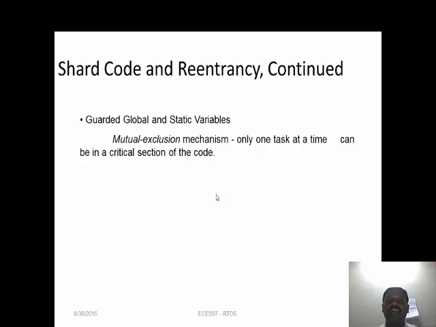Okay. Global and static variables have to be guarded. Mutual exclusion mechanism: only one task at a time can be in the critical section of the code. This is one essential feature of any kind of operating system. What is referred to as mutual exclusion is that a task can give up its execution time, but there can be only one such task at a time which can be in a critical section of execution. Critical section here indicates that if a task has started executing, before completion of its particular duration it shouldn't give up the processor, which means that it has to be non-preemptive. In that particular scenario, it has to be non-preemptive irrespective, or else it leads to a failure.